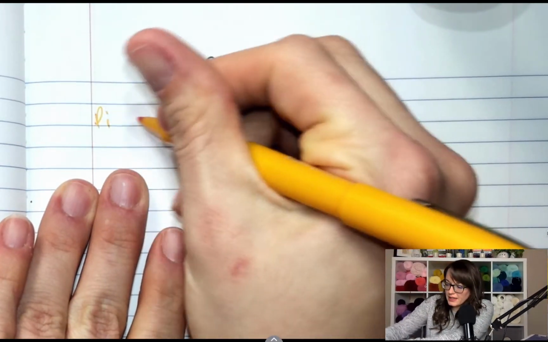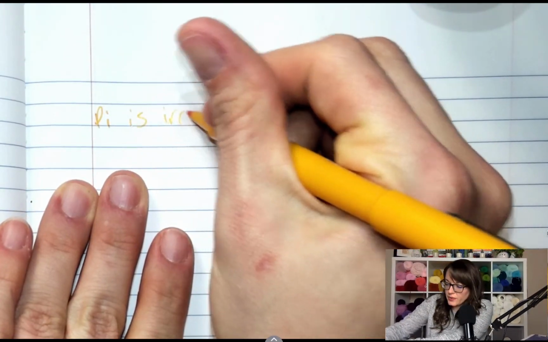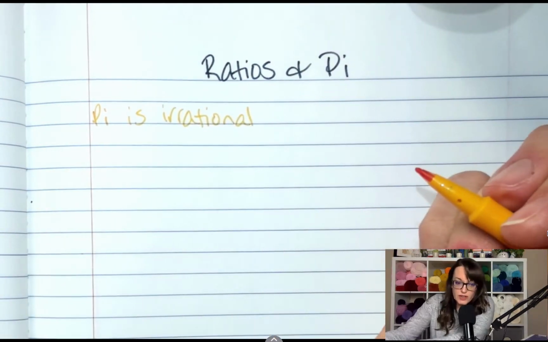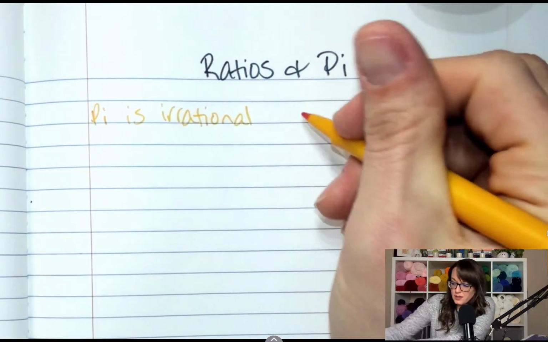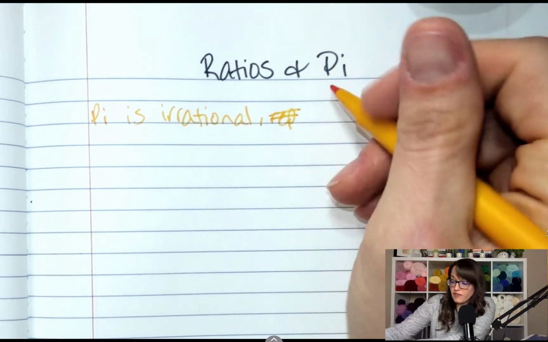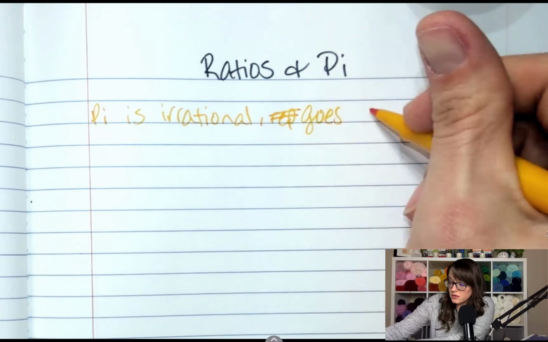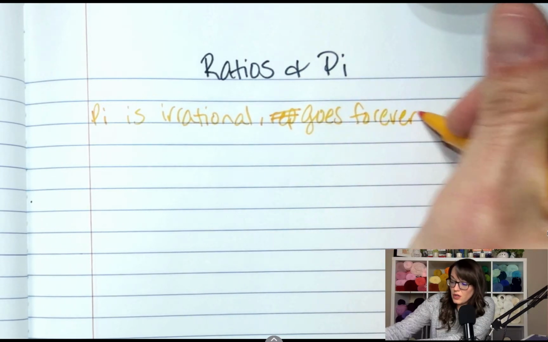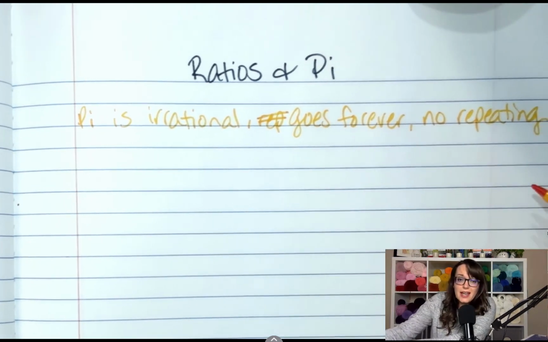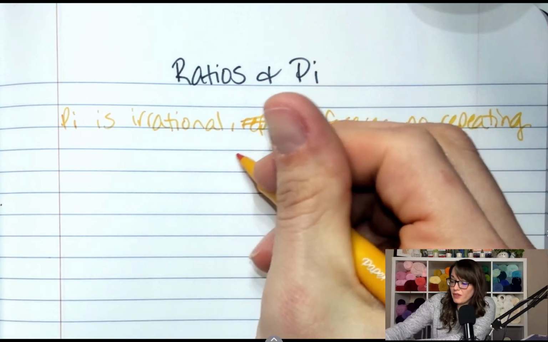So pi is irrational, which means it goes on forever, it has no end. It doesn't repeat. It just goes on forever. There is no repeating, so there is no pattern. People have tried. There is no rhyme or reason. It just is.